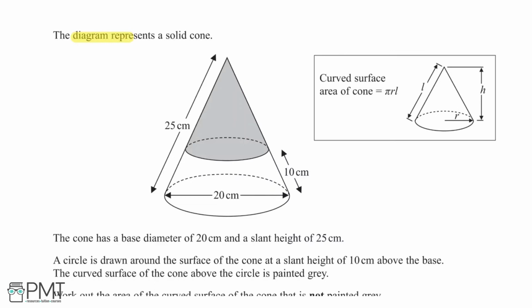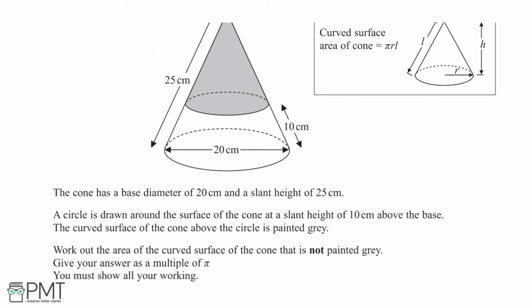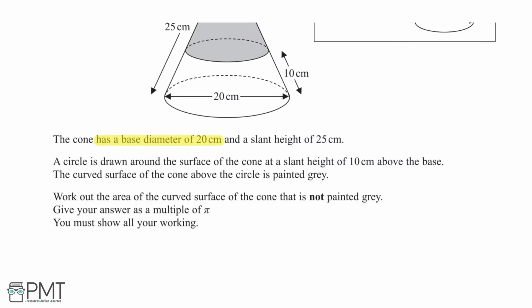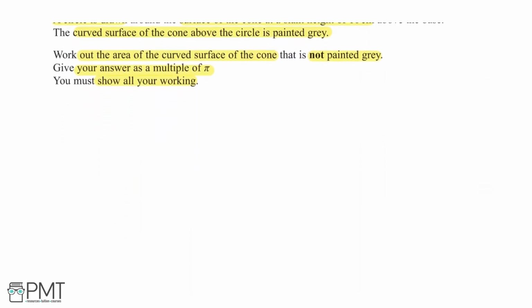We are told the diagram represents a solid cone. The cone has a base diameter of 20 centimeters and a slant height of 25 centimeters. A circle is drawn around the surface of the cone at a slant height of 10 centimeters above the base. The curved surface of the cone above the circle is painted grey. We have been asked to work out the area of the curved surface of the cone that is not painted grey, so it's the white part. We must give our answer as a multiple of pi and show all of our working. This question is worth 4 marks.